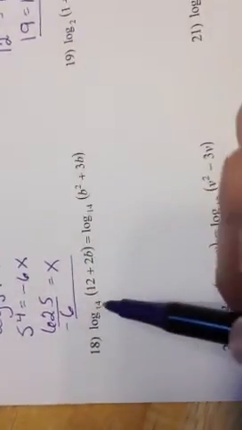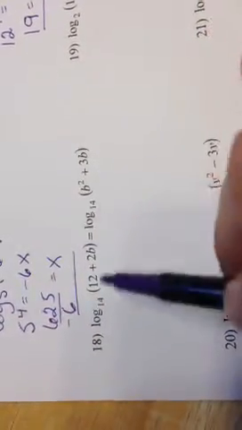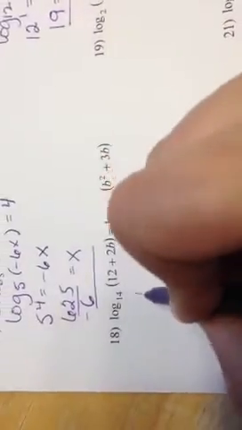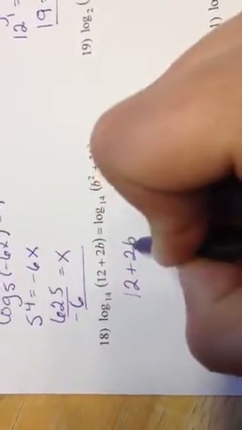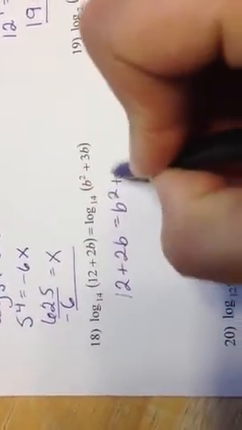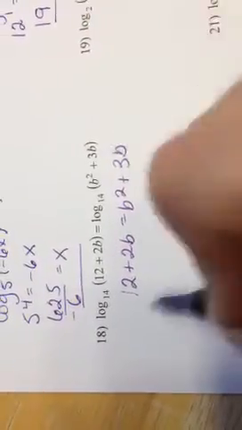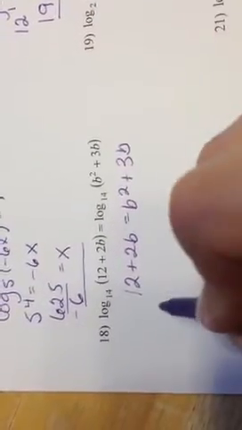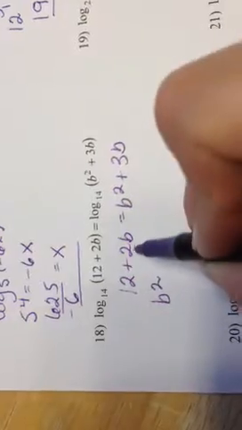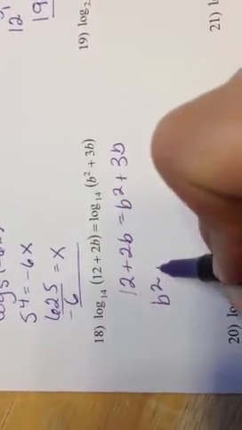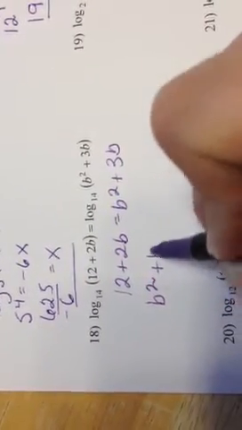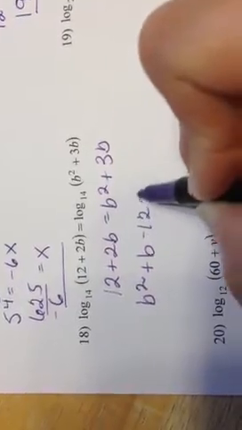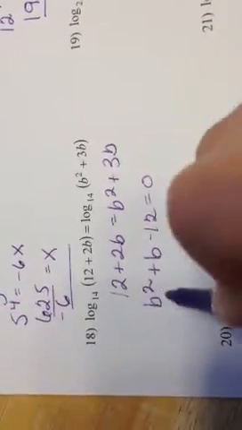Okay, on number 18, we do again have a common base and logarithms on both sides, so we can set them equal to each other. And here we have a quadratic, so we're going to bring everything to one side. B squared, I'm subtracting 2b from both sides, so that gives me plus b. And subtract 12, and that equals 0. And now we're going to have to factor.